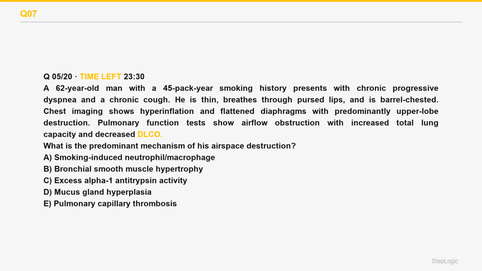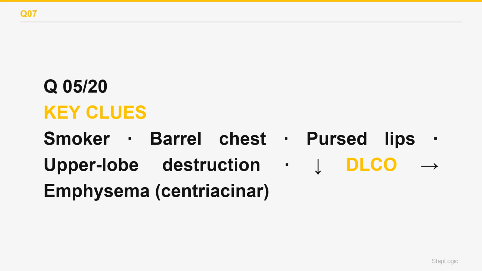Read the command. Predominant mechanism of airspace disruption: heavy smoker, barrel chest, pursed lip breathing, upper lobe hyperinflation, low DLCO: centriacinar emphysema from smoking. Emphysema is destruction of the alveolar walls, and the central mechanism is a protease, anti-protease imbalance. Cigarette smoke recruits and activates neutrophils and macrophages in the lung, which release elastases and other proteases that digest the elastin in alveolar walls. Smoke also generates oxidants that inactivate alpha-1 antitrypsin, the main antiprotease that normally restrains elastase.